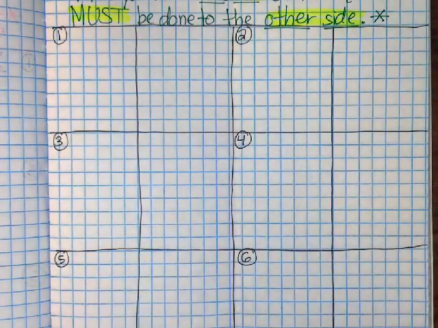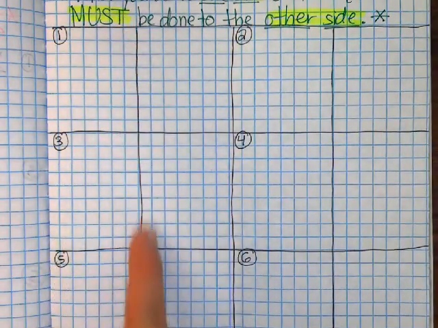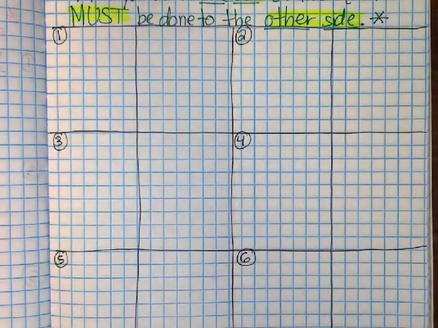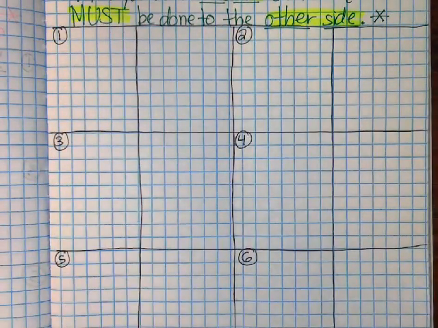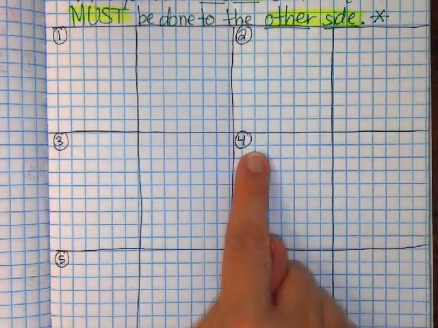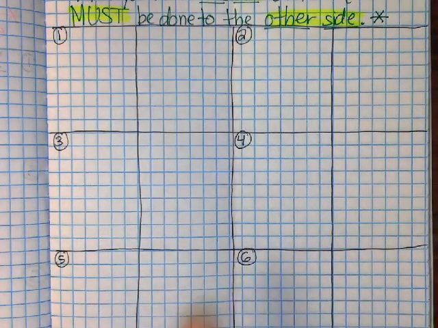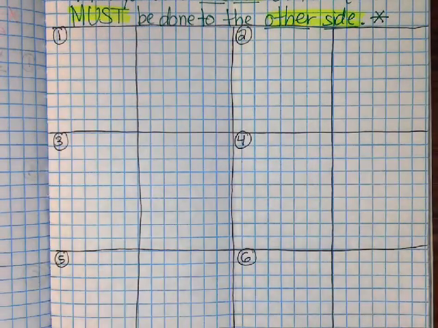Now you have 6 boxes right now. You're going to draw a line so that those boxes get cut in half. So you should have 4 boxes in the top and 3 boxes going down. I'm going to number it 1, 2, 3, 4, 5, 6. So each one question has 2 small boxes, and you'll understand why in a minute.